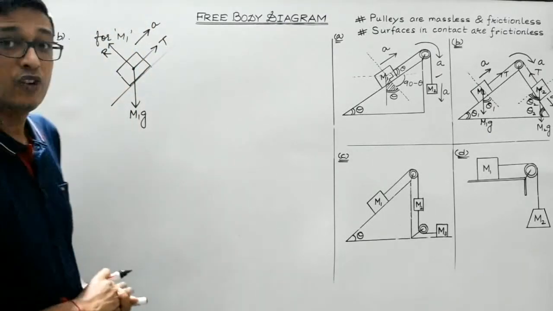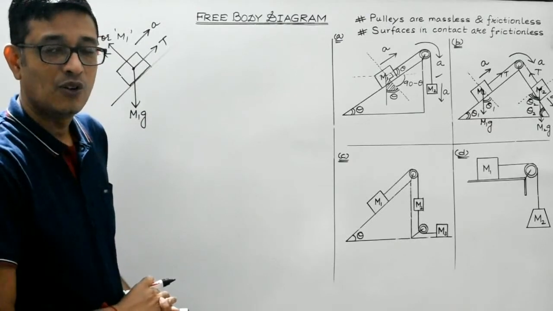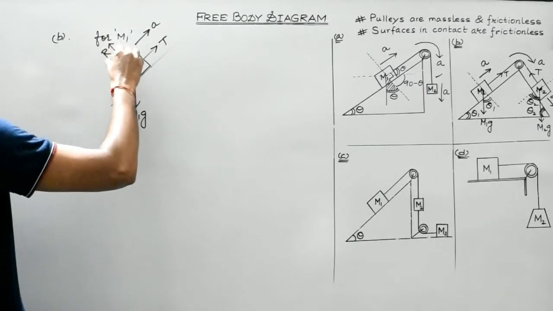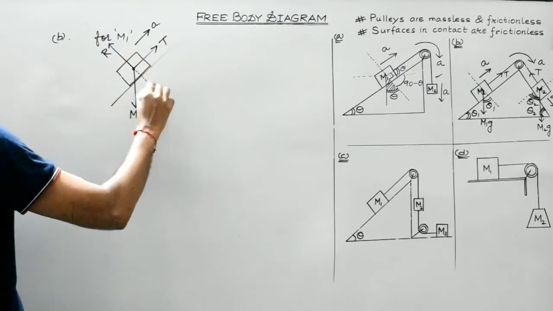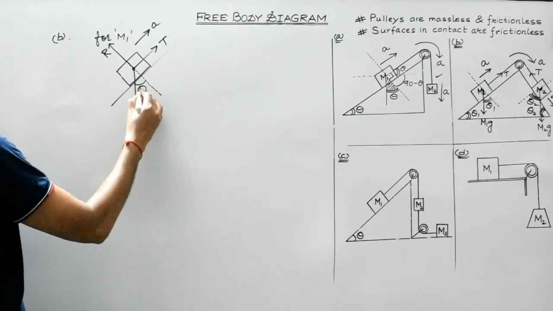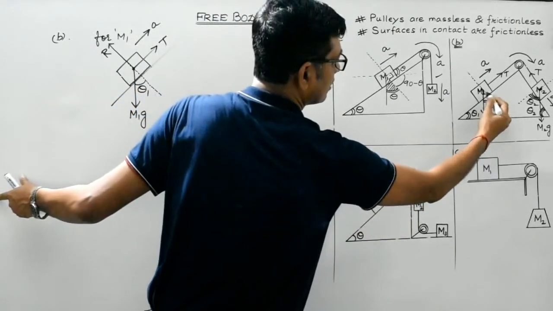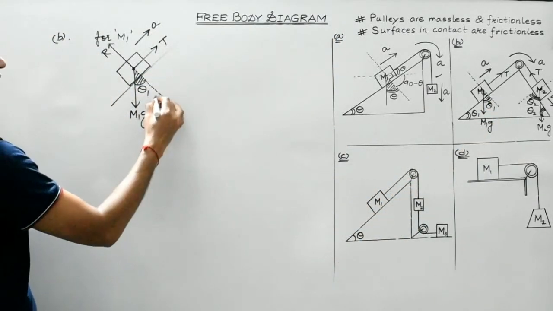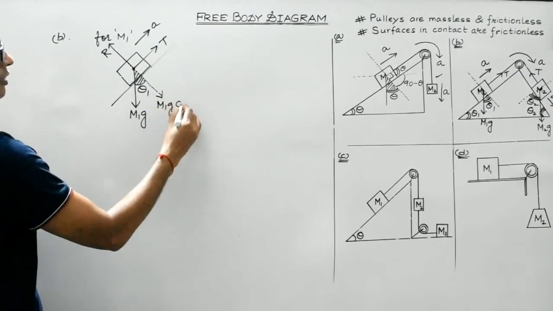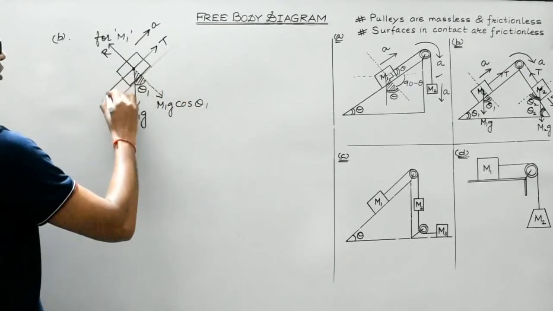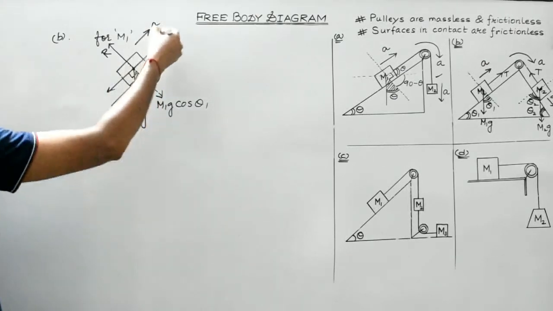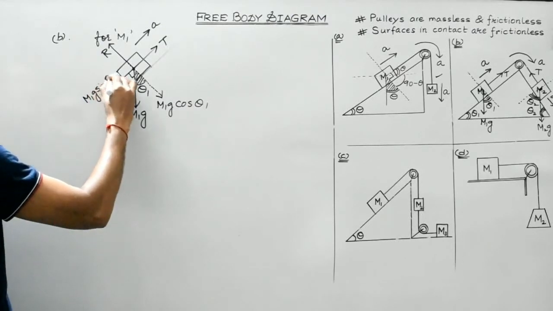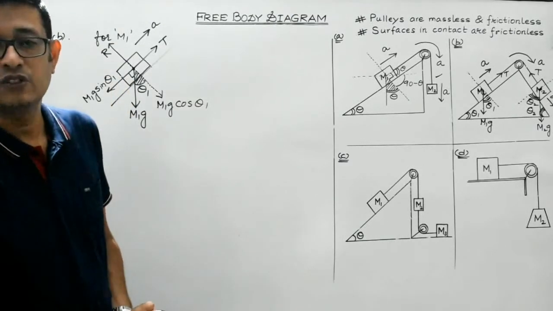Now, as I told you, m1g is to be resolved. One component should be balancing the reaction, so it should be opposite to R. So what to do is, this angle is equal to theta 1. I am talking about this angle. This is theta 1. So m1g can be resolved. This component would be m1g cos theta 1, while the other perpendicular component would be opposite to the tension, that is m1g sin theta 1. Clear, students? So that's the free body diagram.